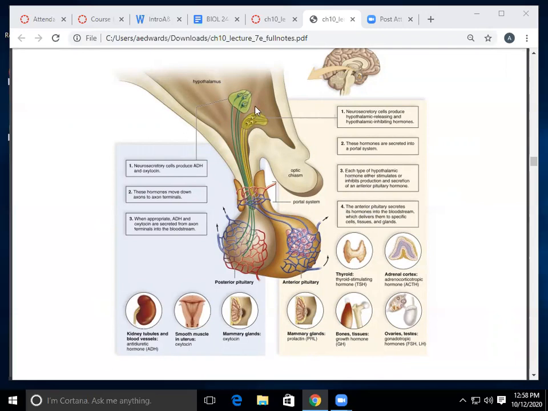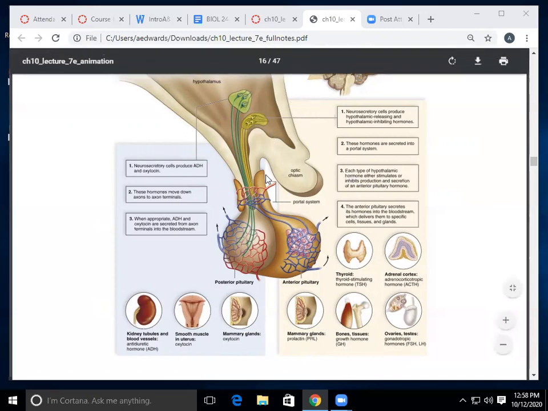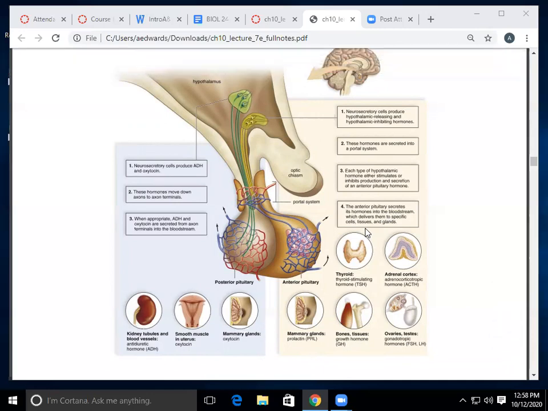So the ADH and oxytocin can have some role in inhibiting or stimulating the hormones of the anterior pituitary. And that anterior pituitary then is going to secrete its hormones into the bloodstream. And they'll go to certain tissues, cells, and glands throughout the body. For example, thyroid stimulating hormone goes to the thyroid gland. Adrenal corticotropic hormone goes to the adrenal cortex.